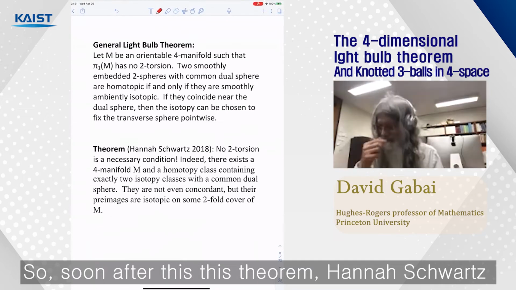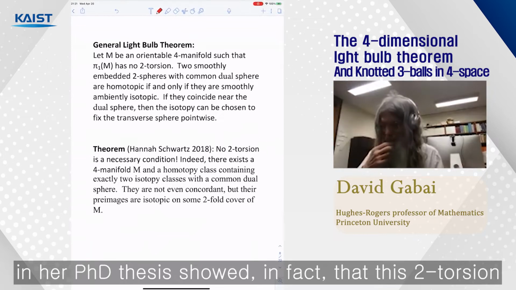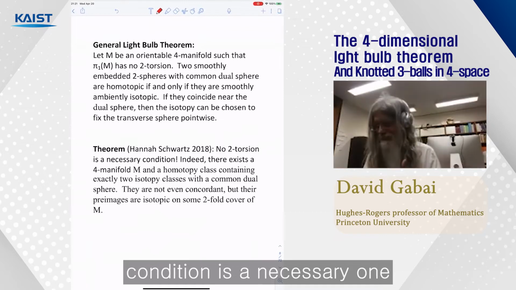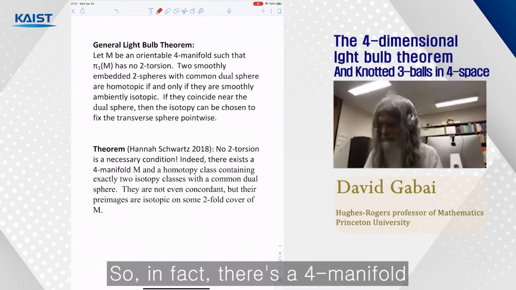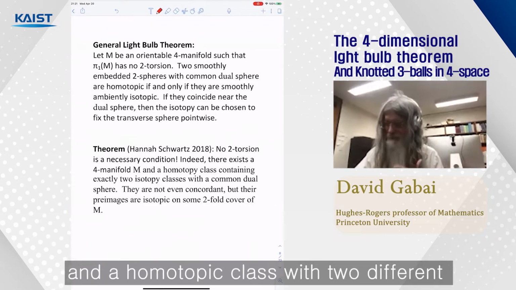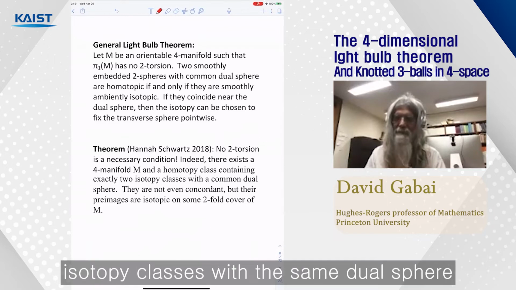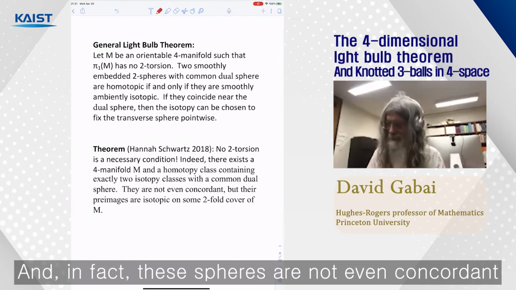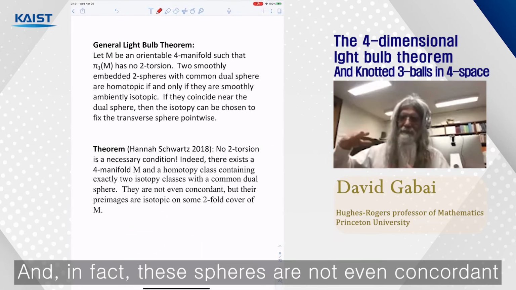Soon after this theorem, Hannah Schwartz, in her PhD thesis, showed in fact that this two-torsion condition is a necessary one. There's a four-manifold and a homotopy class with two different isotopy classes with the same dual sphere. And in fact, these spheres are not even concordant.